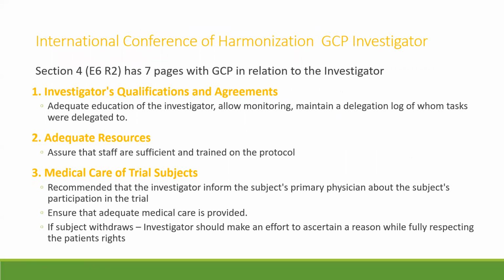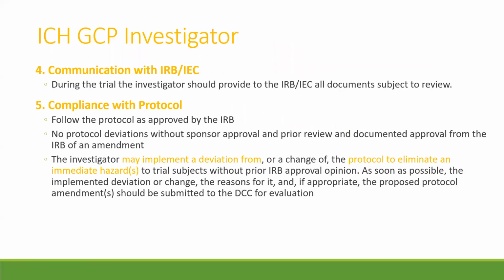GCP includes sections that the principal investigator must be responsible for. These include ensuring that the investigators and co-investigators on the study are adequately trained and delegation to others is documented, ensuring that research staff are sufficiently trained on the protocol, and that the medical care of trial subjects is adequately provided and patients' primary doctors are informed. Additionally, the investigator should have communication and approval from the IRB and always be in compliance with the study protocol. If a deviation from the protocol needs to occur to eliminate an immediate hazard to the trial subject, the deviation must be submitted to the IRB.